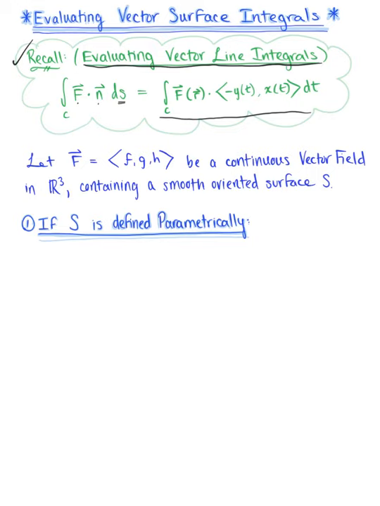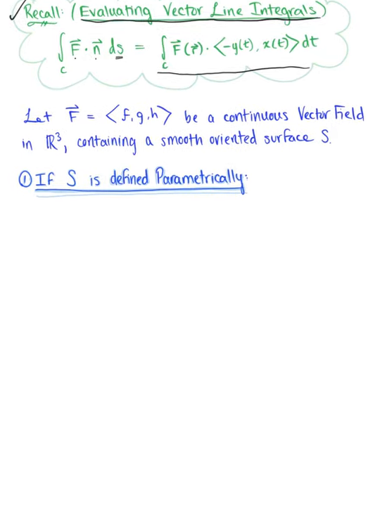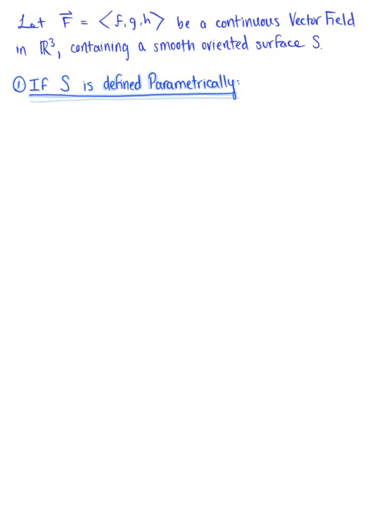So now what we need to do is extend this into three dimensions. So we're going to look at two cases again here. We have vector surface integrals where the surface is defined parametrically, as we just saw with the scalar surface integrals. And then we also are going to need to consider the case where the surface may be defined explicitly. Again, just like we saw with scalar surface integrals. So here we go. Let's look at the parametrically defined surfaces first.